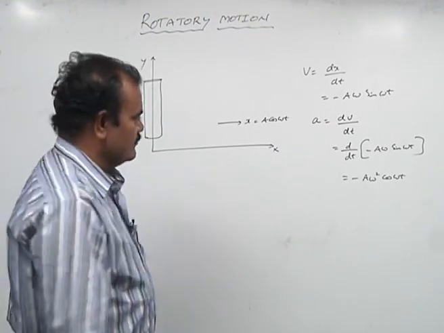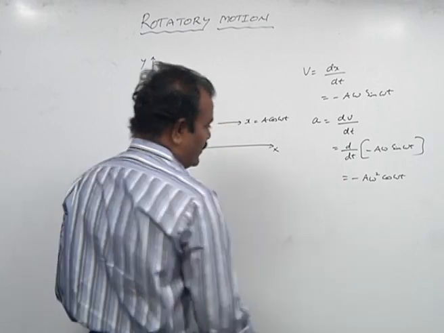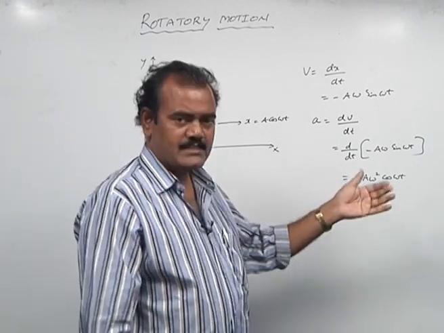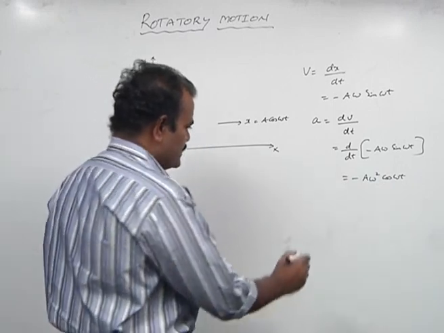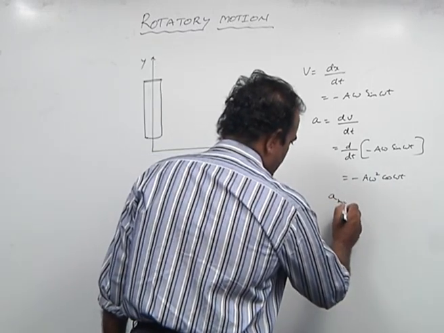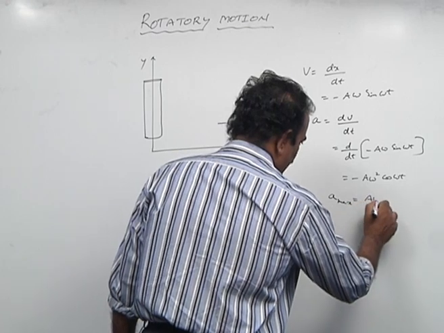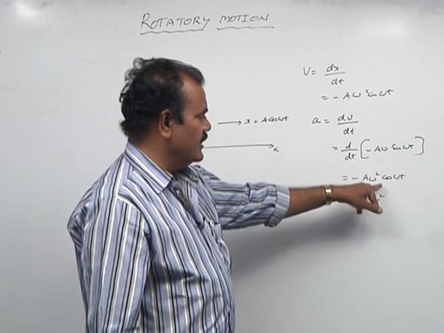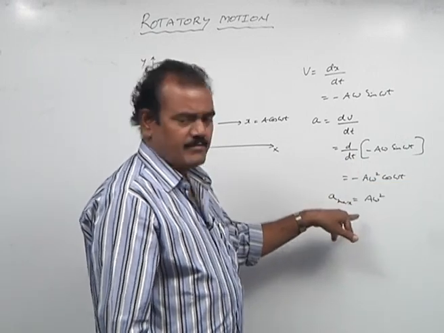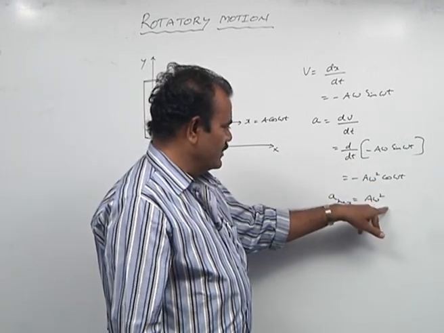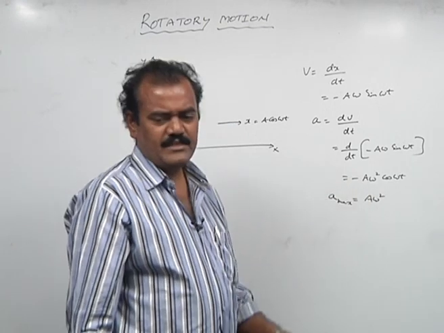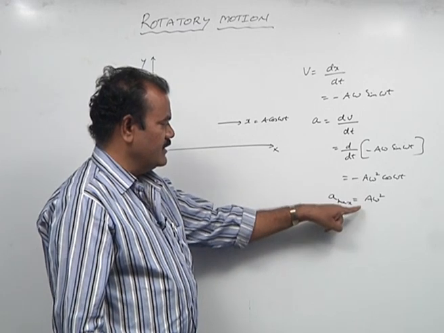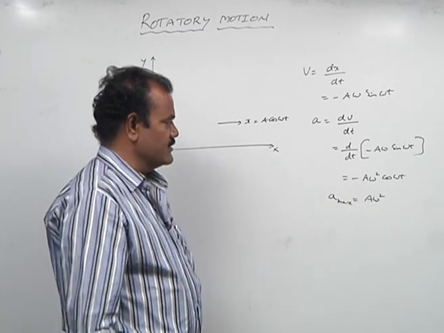You are supposed to find the maximum torque, and for that you have to get the maximum acceleration. So a maximum is equal to a omega square only, since cos omega t can be taken as 1 for the maximum acceleration. The minus sign is not required; it only indicates direction, opposite to each other. Here we need the magnitude only, which is a omega square.